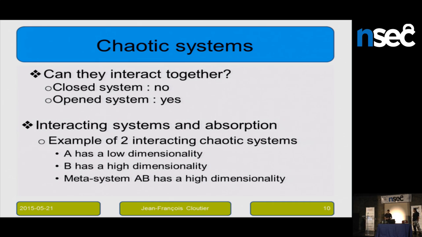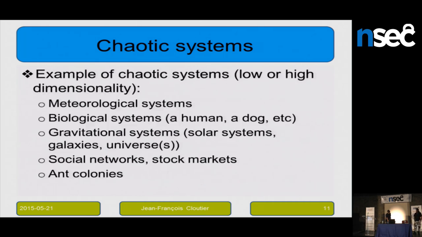That's an interesting point that we'll discuss later. So examples of chaotic systems: meteorological systems, biological systems like Francois or anybody of you, or when you talk together, you're a high-dimensional chaotic system in itself. Gravitational systems like solar systems, galaxies, the universe, social networks, stock market, ant colonies, some types of nuclear reactions as well.